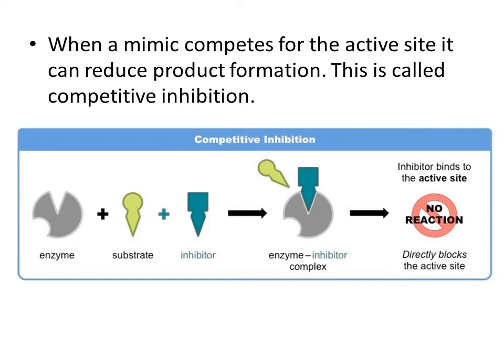So when a mimic competes for the active site, it can reduce product formation. This is called competitive inhibition. In our image below, we have a substrate and an inhibitor. They both have the same geometry. They have the same shape. When the inhibitor binds, for that split second, a product will not form.